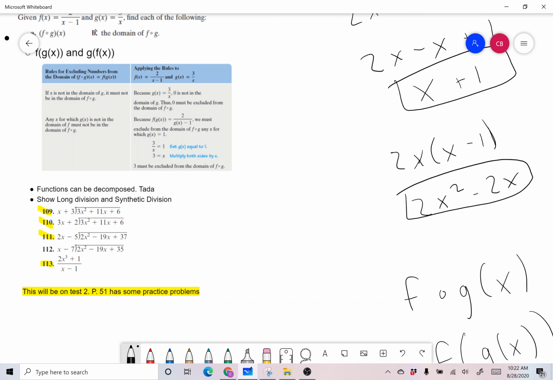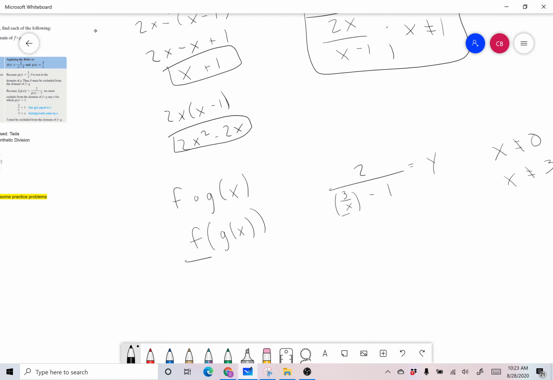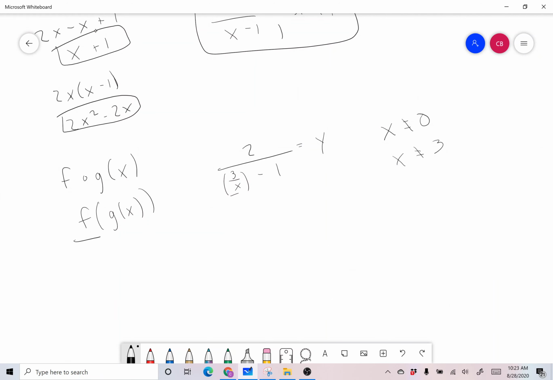And then any x for which g of x is not in the domain of f must not be included. So when you plug g in, we cannot get x equal to 0. And if you look, the reason I said 3 doesn't work is because we have 2 over (3 over 3 minus 1), which is equal to 2 over 1 minus 1, which is 2 over 0. That's why this one happens. We can do some more.